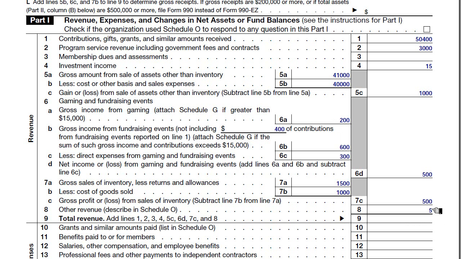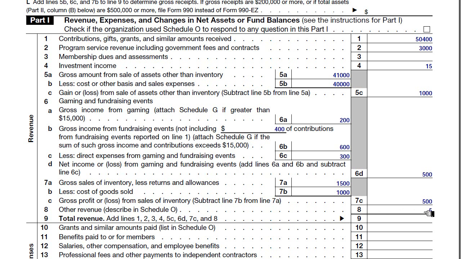Now, some people like to put, for instance, refunds that they receive down here in the other revenue section. So let's say, for instance, that you bought something and then you get a refund on it for whatever reason. You return it, or for some reason you get a rebate or a refund. A lot of people will put that here. I would rather see you reduce the expense that you got a refund for, rather than including it as revenue. I don't like to really see anything on line 8, but occasionally you have to put something there.